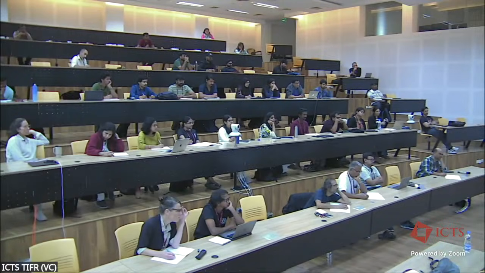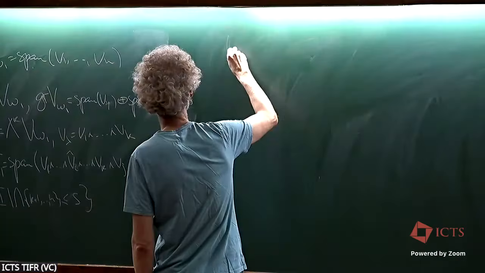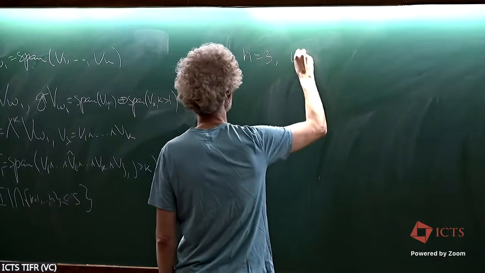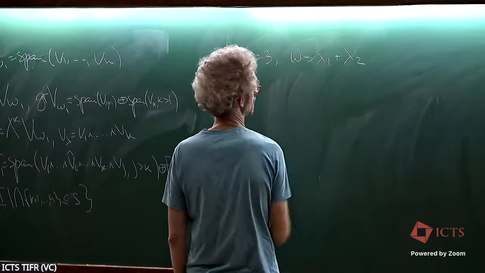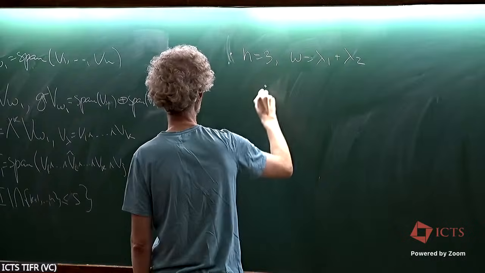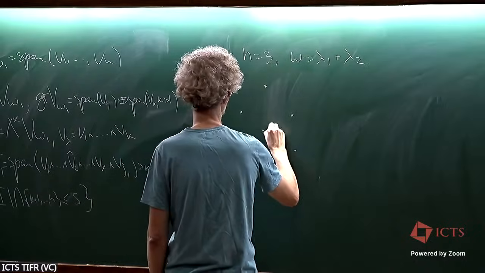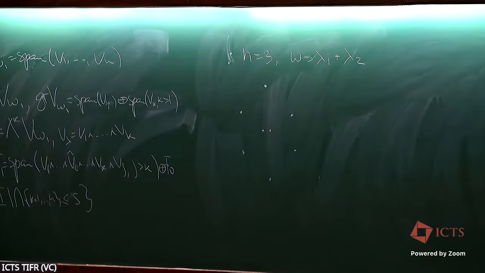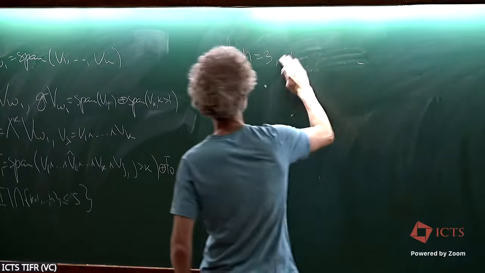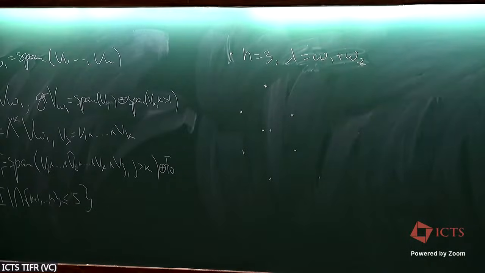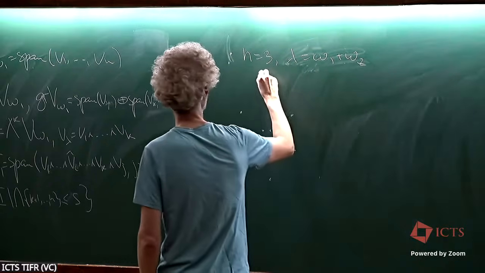So let me add one more example, which is less trivial. So n is 3, SL_3, and lambda is omega_1 plus omega_2. You have probably seen such a picture somewhere. Yes, lambda is omega_1 plus omega_2. And so this is the standard picture of the adjoint representation for SL_3. So it's eight-dimensional.